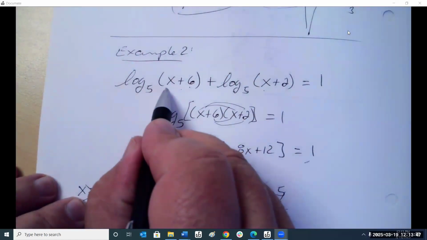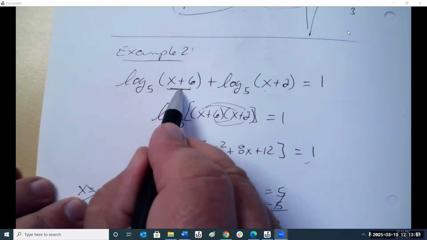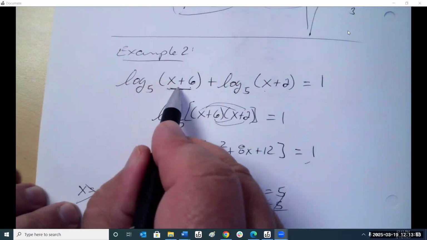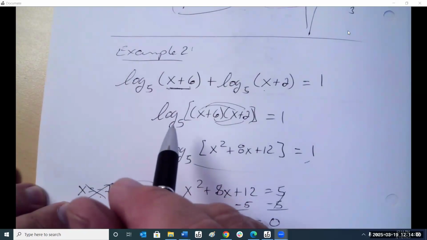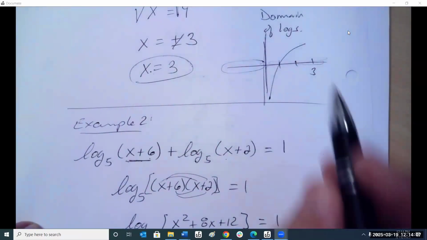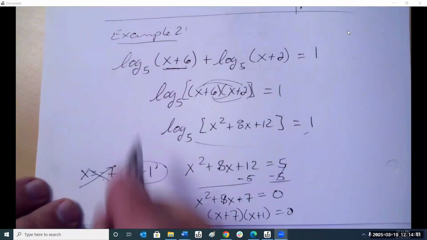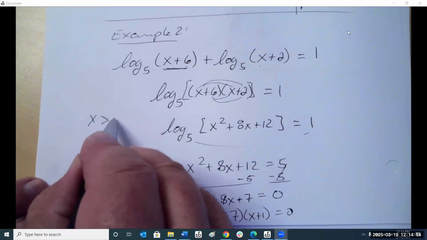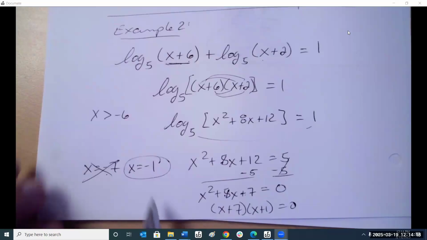But we can also look at this and tell the domain. The domain of this equation is x has to be bigger than -6, because when x is -6, we get 0. Can you take the log of 0? No, x has to be greater than 0. So x has to be strictly greater than -6. So that's the only answer you got.